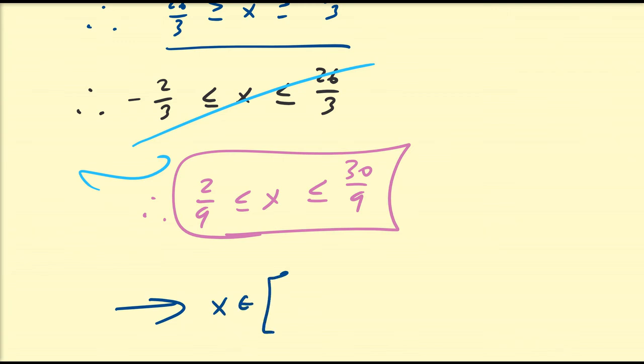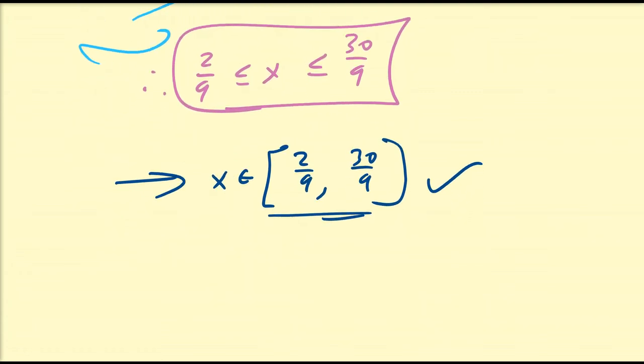So in interval notation, that's going to be [2/9, 30/9]. So any number between 2/9 and 30/9, for example, 3/9, 5/9, 29/9, will satisfy. So that would be your final answer. Anyway, I hope this helped you figure out how to solve linear inequalities, both one-sided and two-sided inequalities.